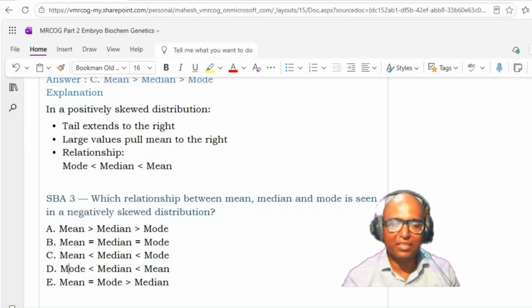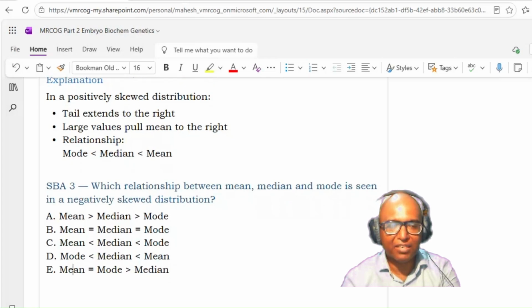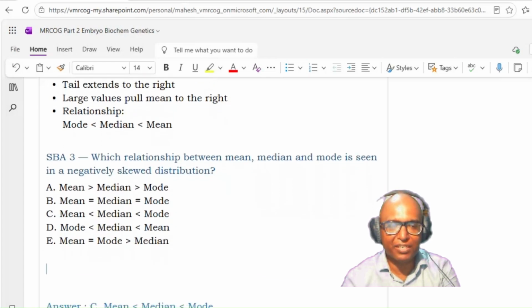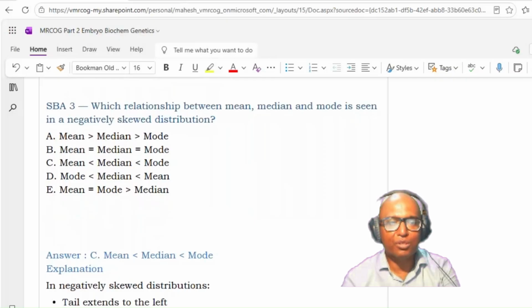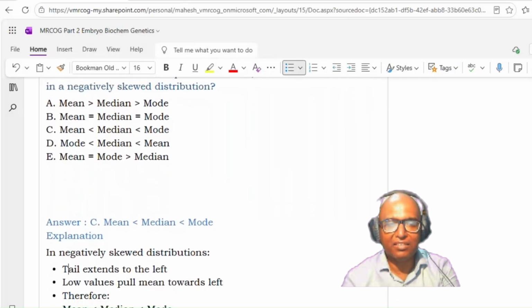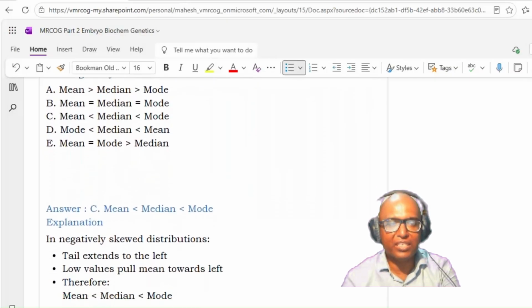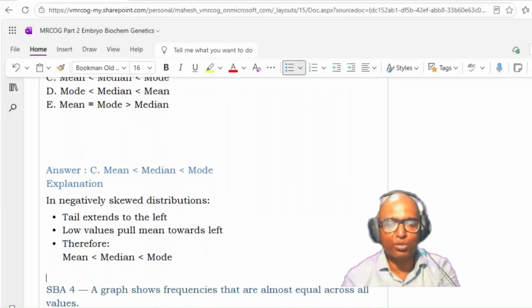Mode is going to be the largest here. If you remember that one, then the rest of the things you will definitely be able to work out. So mean is less than the median and median is less than mode. In a negatively skewed distribution, the tail extends to the left. Low values pull the mean to the left. Therefore, mean is less than median, less than mode.